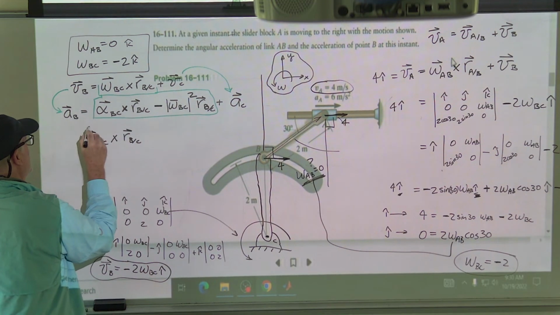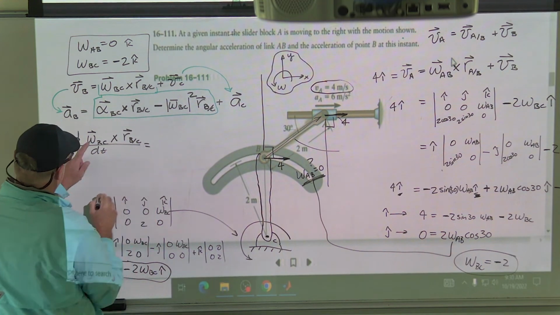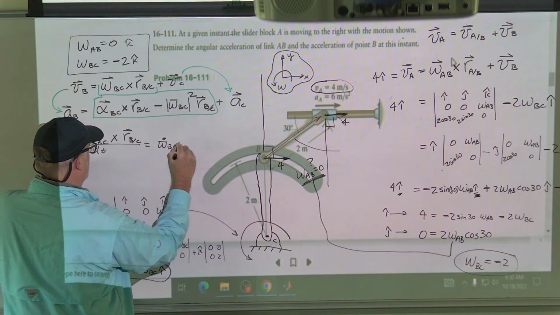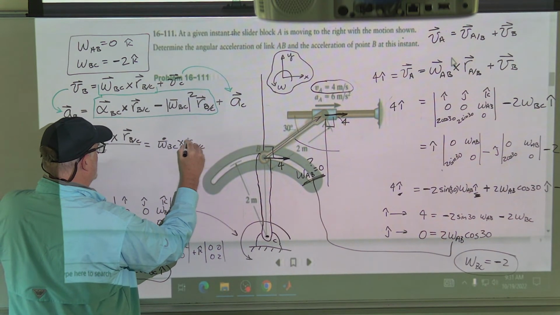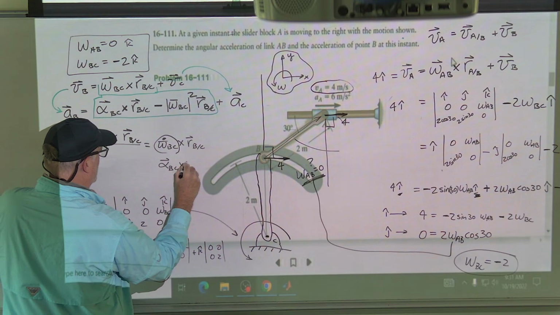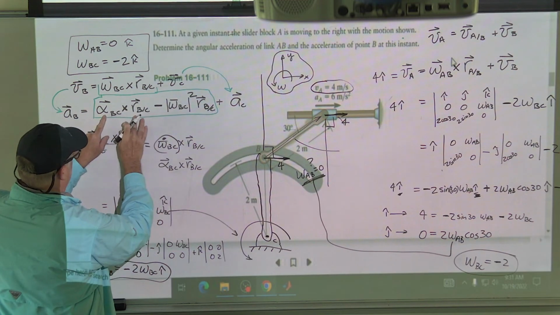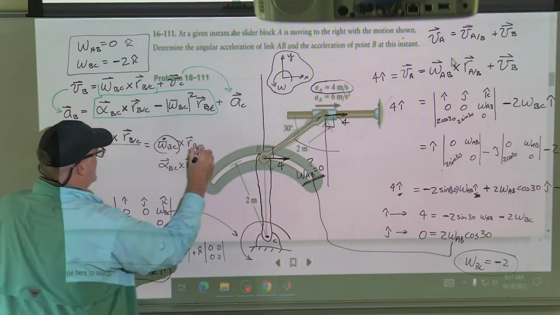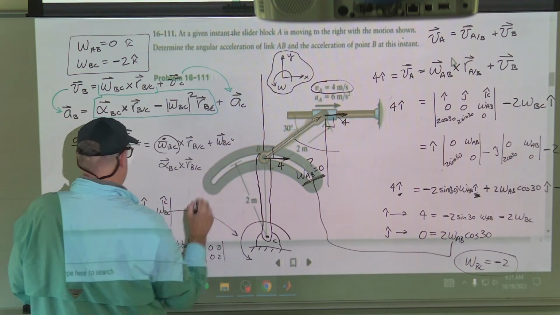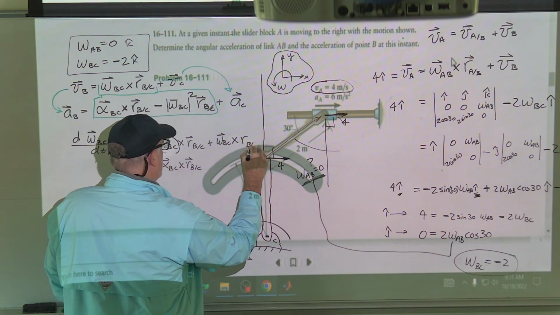So what you're wanting to do is this. You take the time derivative of this one. So how about I do it this way? Omega BC dot cross RBC. I'll focus on this a second and say, well, that's nothing more than alpha BC. So this term is that term. Now I've got to dot this one. If I do that, omega BC crossed with RBC dot.